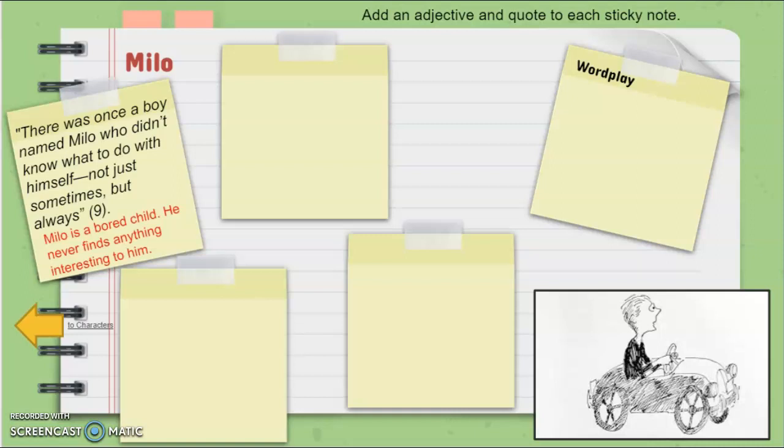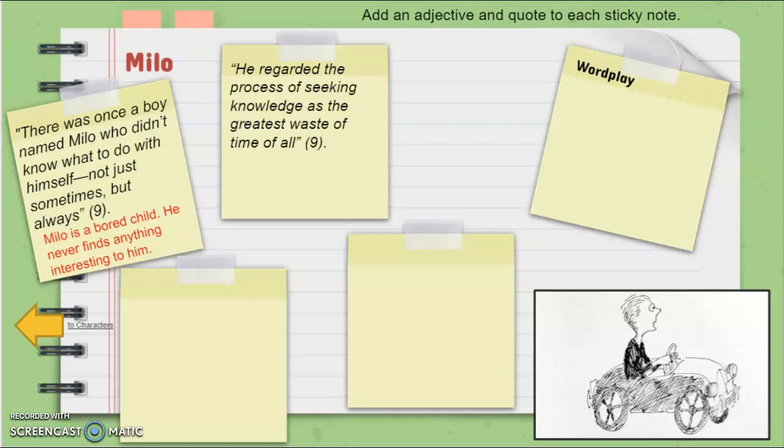I'm going to look back in the text for some more text evidence. Again on page 9, I see, "He regarded the process of seeking knowledge as the greatest waste of time of all." Based on this information, I can infer that Milo sees no value in learning. He doesn't see a purpose in learning math, spelling, or anything else for that matter. So here are two things that I see in the text that help me to infer about Milo.